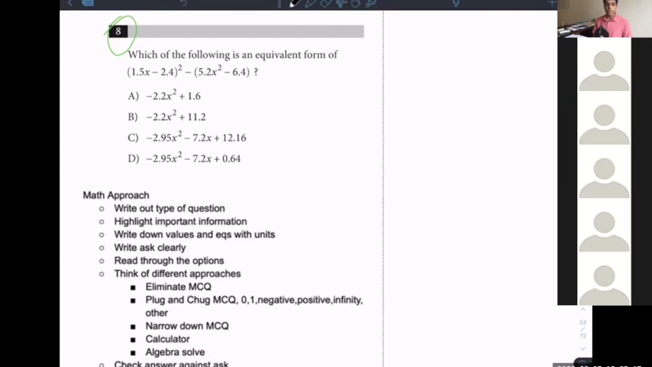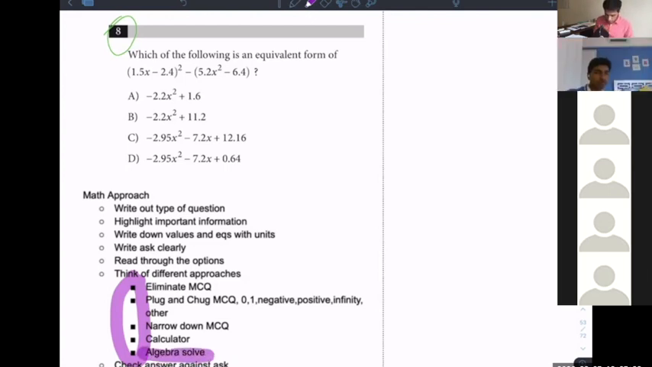Yes, this is in the calculator section. This is calculator, correct. And when you're doing this, please pay attention to these options. Please follow the steps in doing these options. Notice how algebra solve is last. Please do algebra solving at the end.